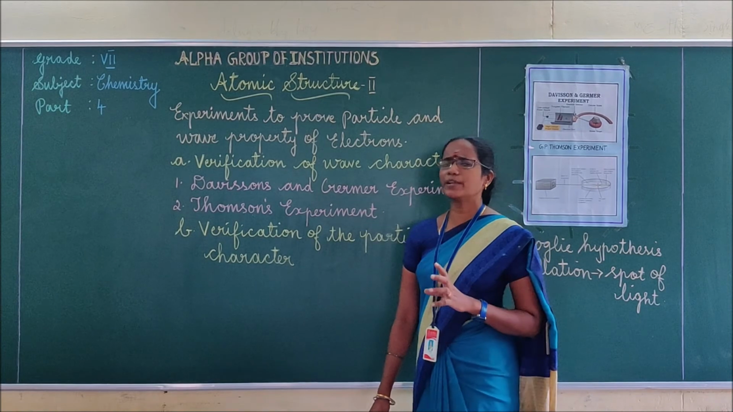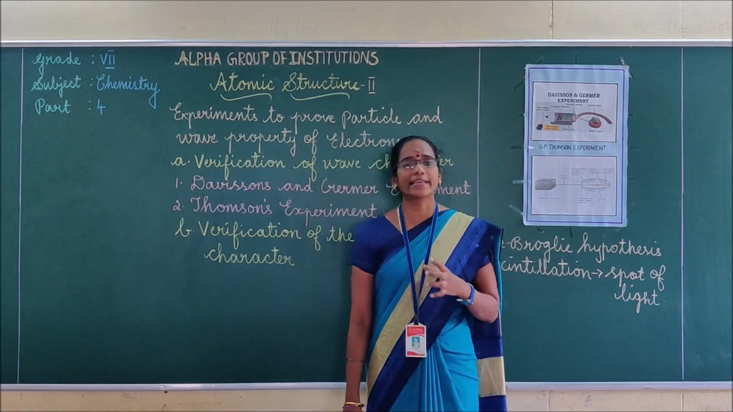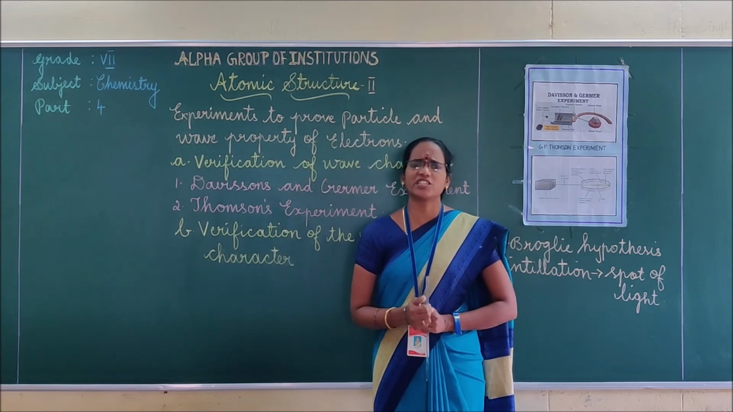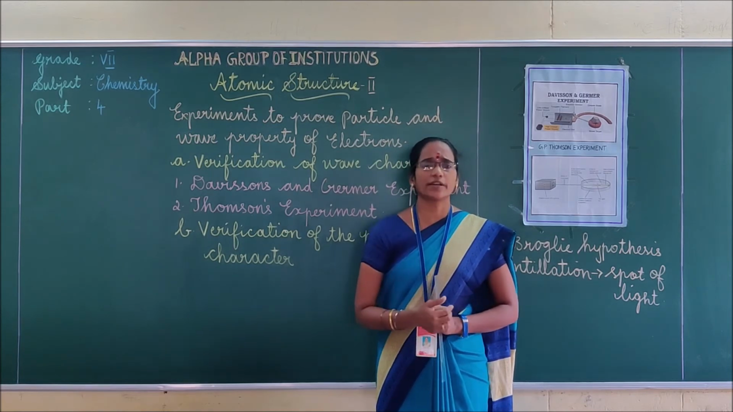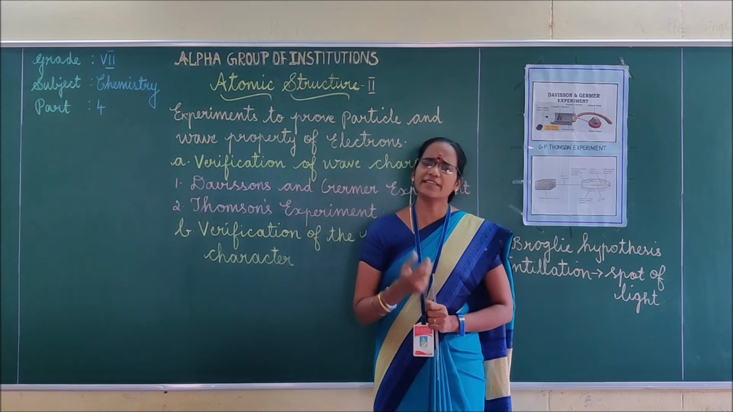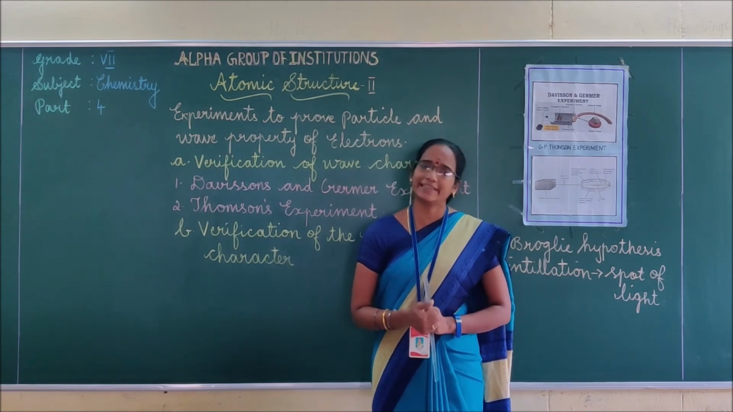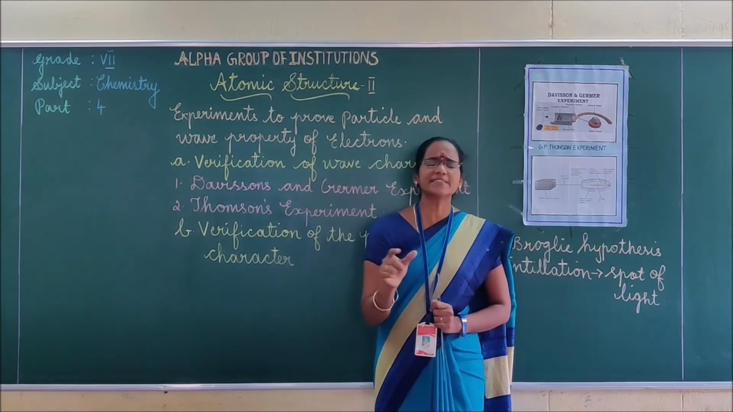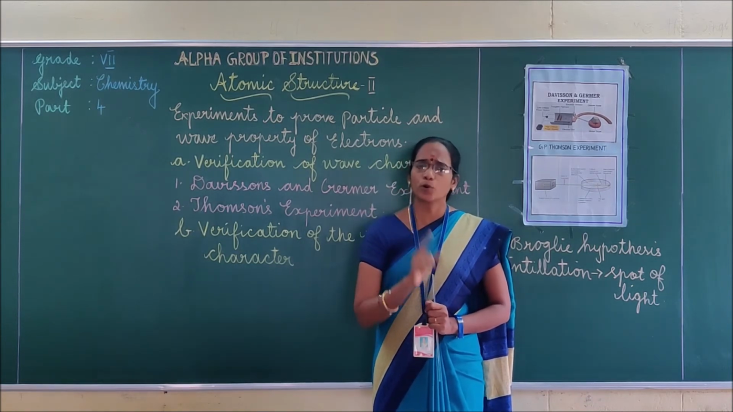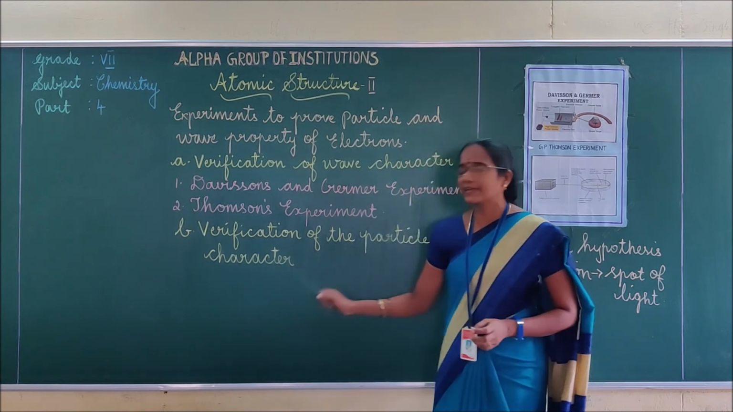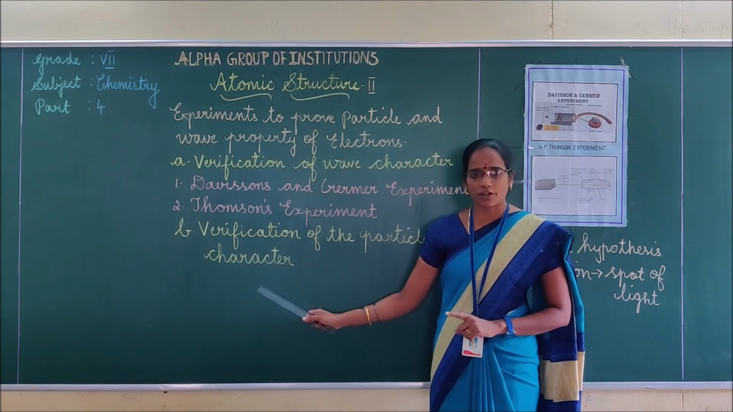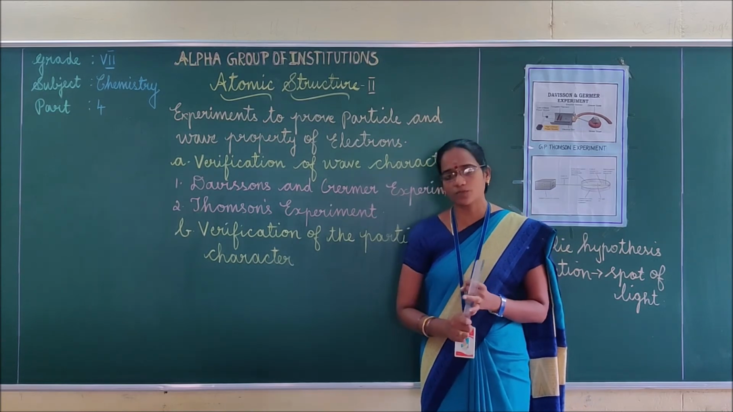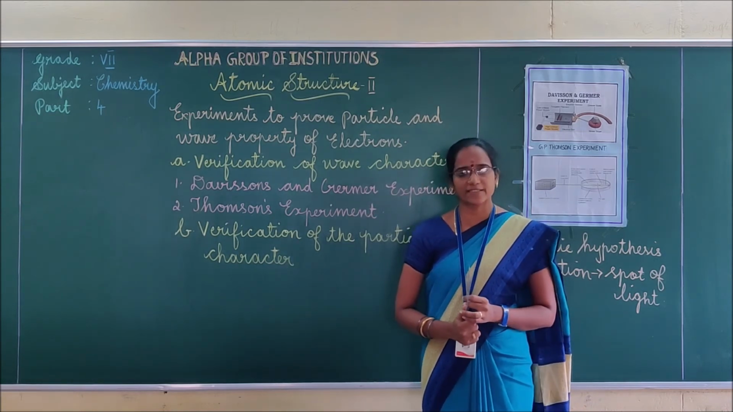Next, experiments such as Millikan's oil drop experiment, used for the determination of the charge on an electron, and also J.J. Thomson's experiments for the determination of the ratio of charge to mass. These experiments also prove the particle character of the electron. You will learn about these in your higher classes.